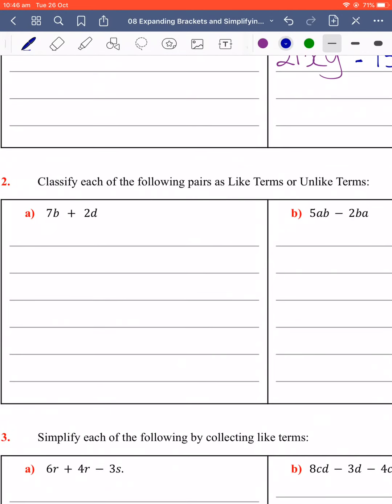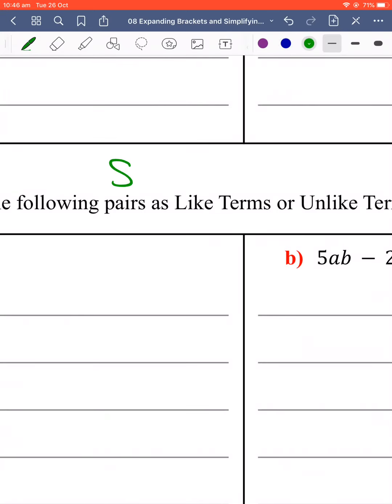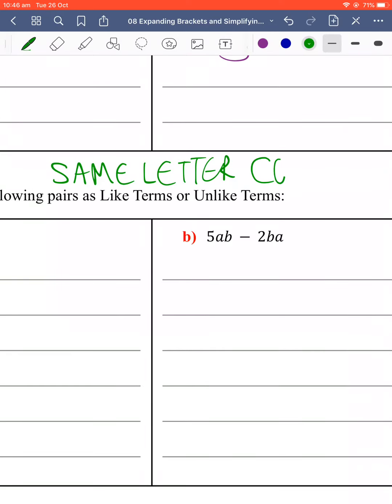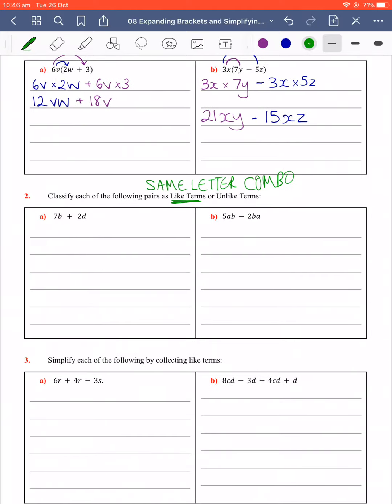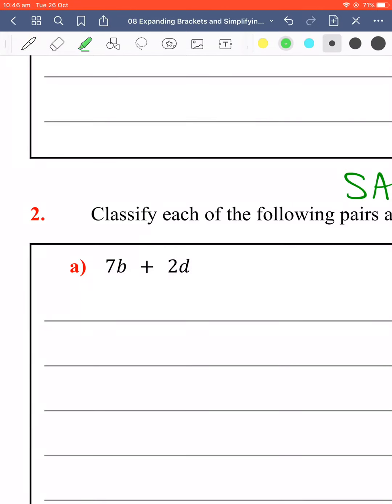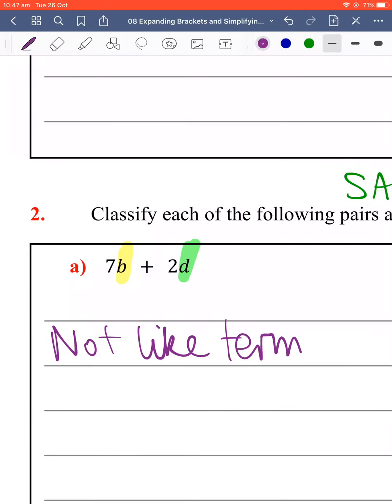Classify each of the following as like or unlike terms. So for this, we're looking for the same letter combo if it is a like term. Okay, so let's use our lovely highlighters here. I've got B and I've got D. So these are not like terms. And the reason for this is they have different pronumerals.